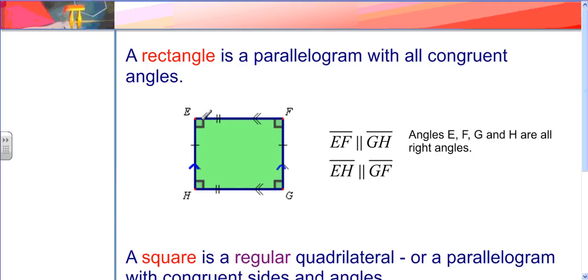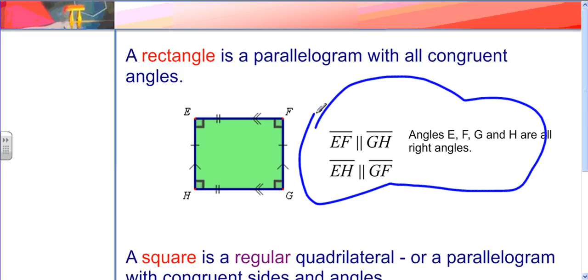The other thing that has to be true is all 4 angles have to be congruent. But since it's a quadrilateral, the interior angles must add to 360. All right, well, if all 4 have to add to 360 and they all have to be congruent, then 360 divided by 4 is 90, so all 4 of them must be 90 degrees. Now that's really the definition, is just this piece right here.